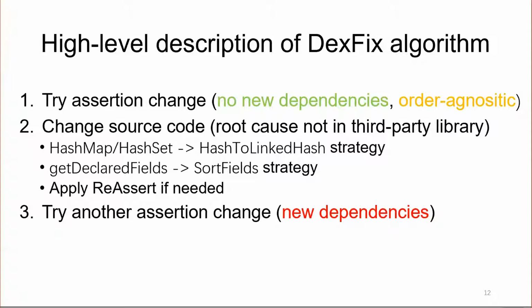If it does not apply, then DexFix tries to use hash to linked hash or sort field strategies we discussed before, depending on the root cause, and apply reassert if needed. If all previous strategies fail, then DexFix tries another assertion change as its last option because it can add new third-party dependencies to the project, and developers tend to be cautious about adding new dependencies. If you're interested in the pseudocode of DexFix repair process, please read our paper for details.